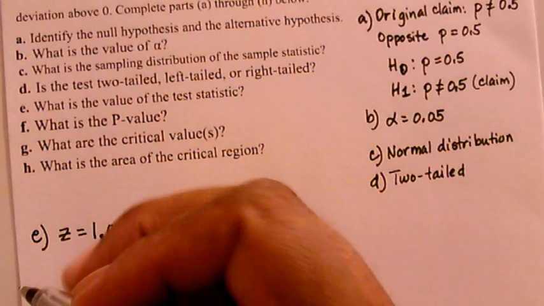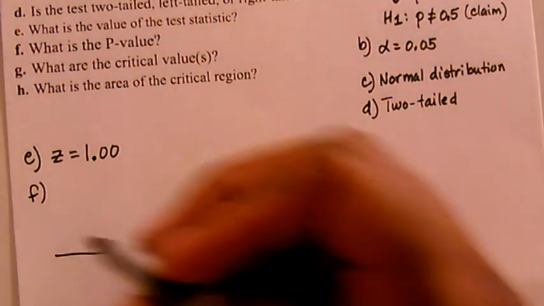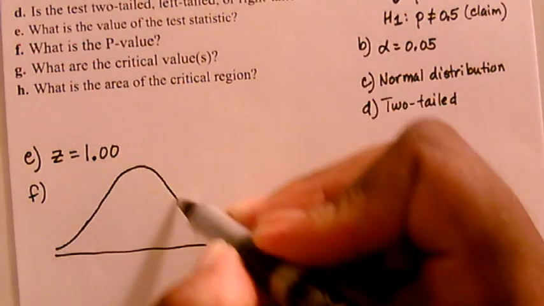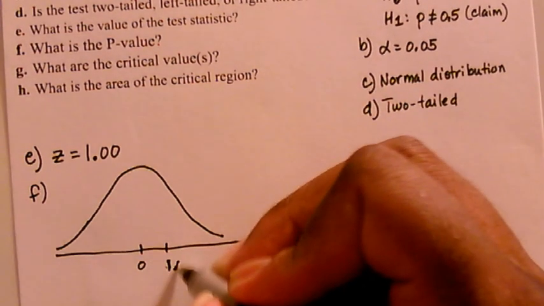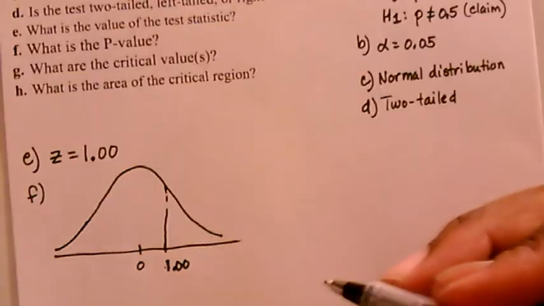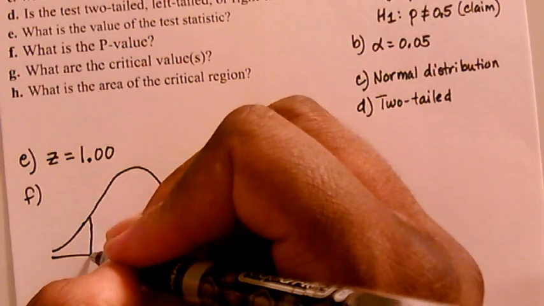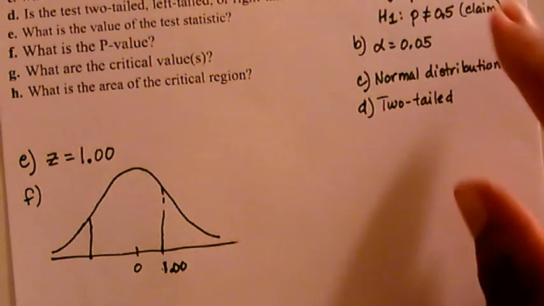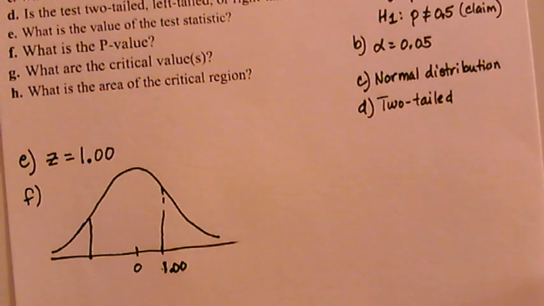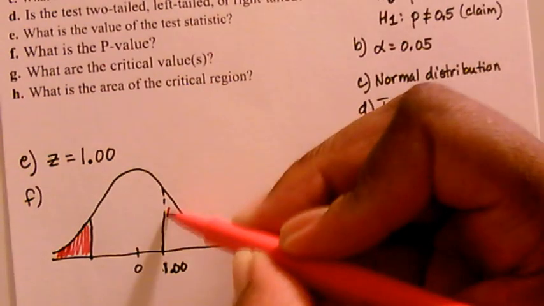Alright, now part F, what is the p-value? Okay, so here's how we find the p-value. Here's 0, and here's 1. Now, not equal to means it's a two-tailed test. It is a two-tailed test. So the p-value is going to be 2 times the area beyond that test statistic.